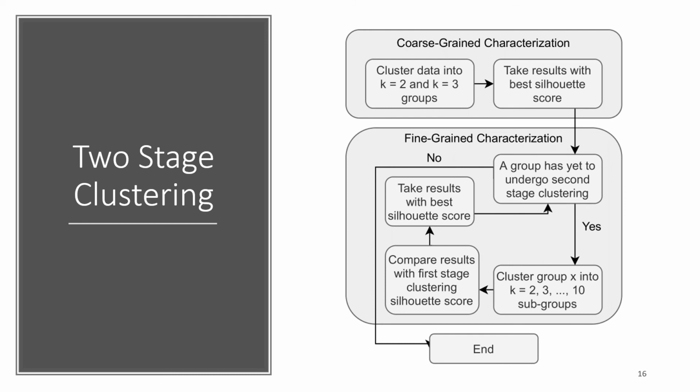If we end up with too many clusters, it defeats the purpose of clustering in the first place. We then move into a fine-grained characterization phase, where we one at a time take each of the groups that we got in the first coarse-grained clustering phase, and we cluster each individual group using k values ranging from 2 to 10. We compare the results of the first stage clustering with the silhouette score of the secondary clustering, and we take the results that give us the best silhouette score.